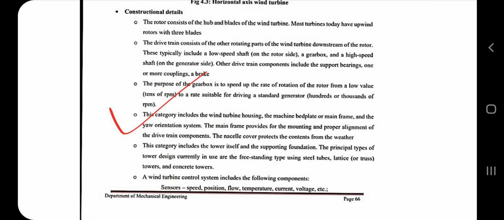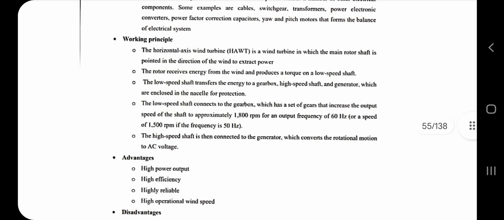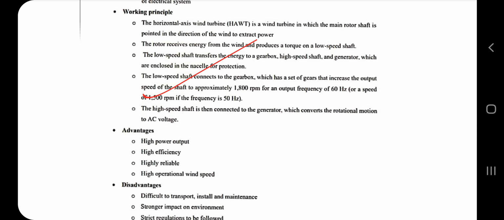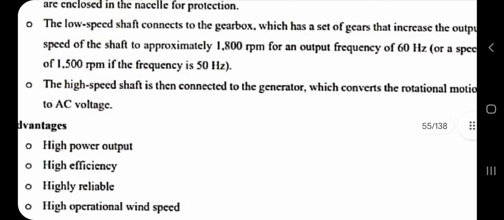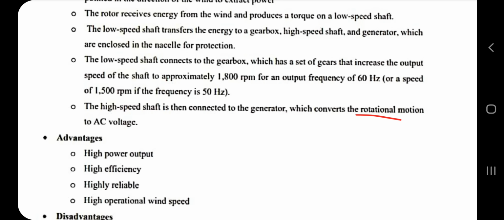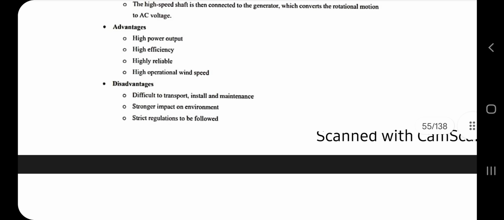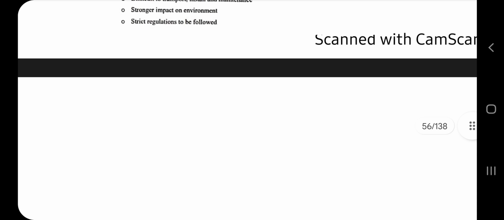Construction details, how high it is, what is the radius, you know better than me, right? You can write those. And the working principle is just as I told you. Based on the speed you set, more energy will be generated. The gears will be different. The high speed shaft will be connected to the generator, which converts the rotational motion to AC voltage. The main ingredient, the key piece of this whole answer, is this one: rotational motion will be converted to AC voltage. If you miss this one, you will lose 90% of the marks. Fine. Advantages and disadvantages, you can write in your own words.